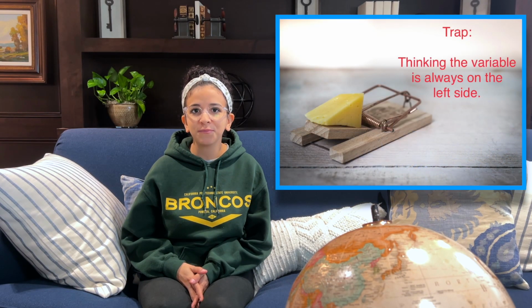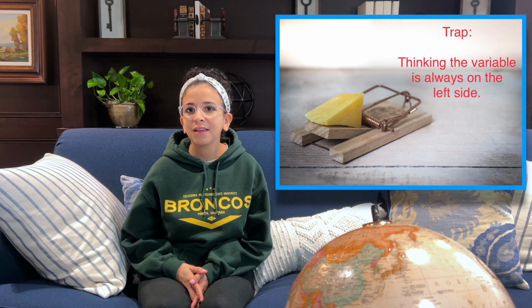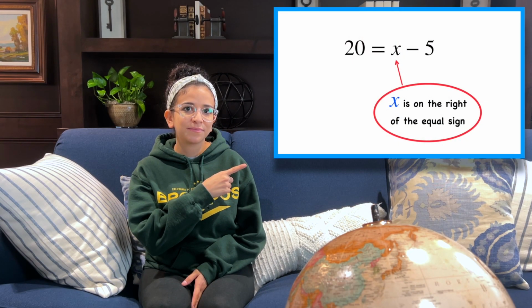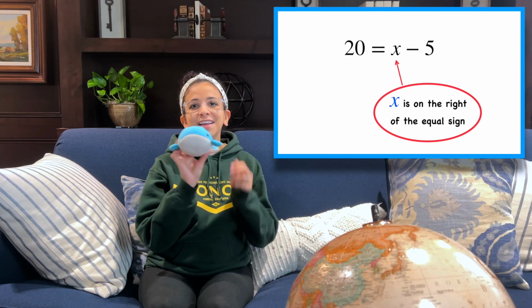And finally, avoid this trap to get that A on your math test. You should never assume that the variable is on the left side. Here is an example of a problem with the variable on the right side. Walter has a helpful tip for you.